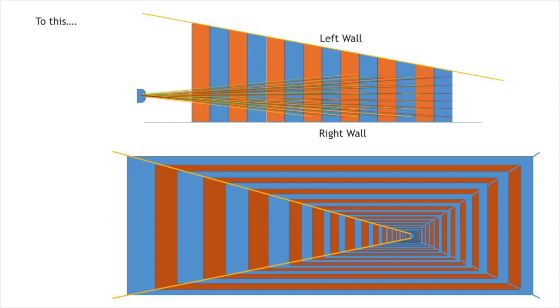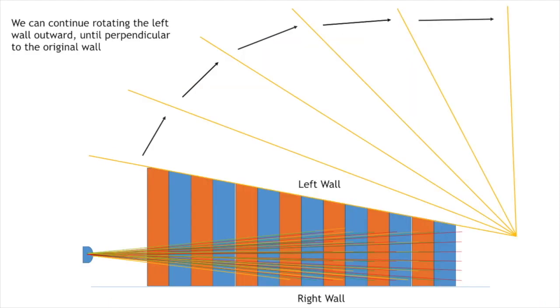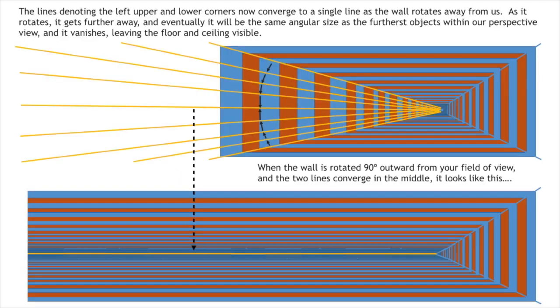And we can continue to rotate this wall outward and away, and eventually the orthogonal lines collapse into a horizon line. So our vanishing point has now become a vanishing line. So the lines denoting the left upper and lower corners now converge to a single line as the wall rotates away from us. As it rotates, it gets further away, and eventually it will be the same angular size as the furthest objects within our perspective view, and it vanishes, leaving the floor and the ceiling visible. So hopefully that makes sense.